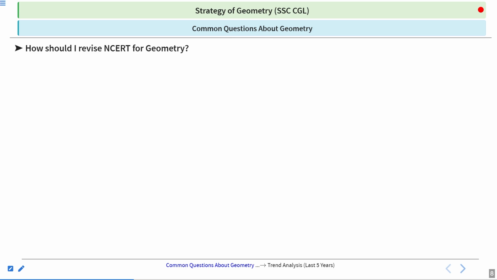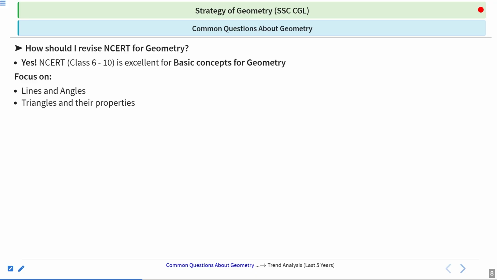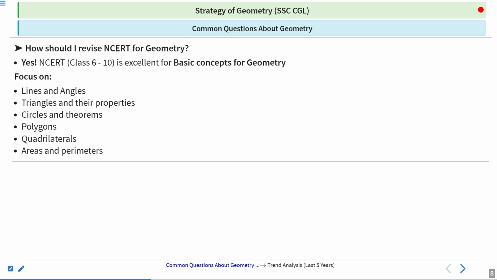Next question is, how should I revise NCERT for geometry? Yes, NCERT class 6 to 10 is excellent for basic geometry concepts. You need to read the books of class 6 to class 10 to learn the basic concepts. In the NCERT book, focus on lines and angles, triangles and their properties, circles and theorems, polygons, quadrilaterals, and area and perimeter of circles, quadrilaterals, polygons and triangles.